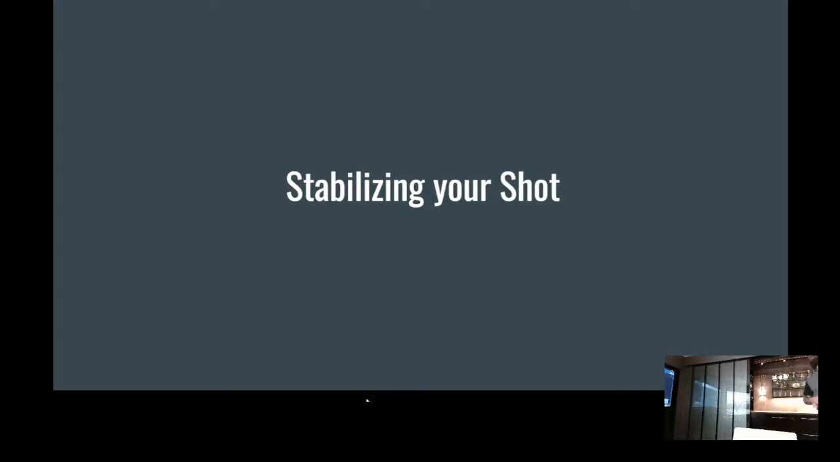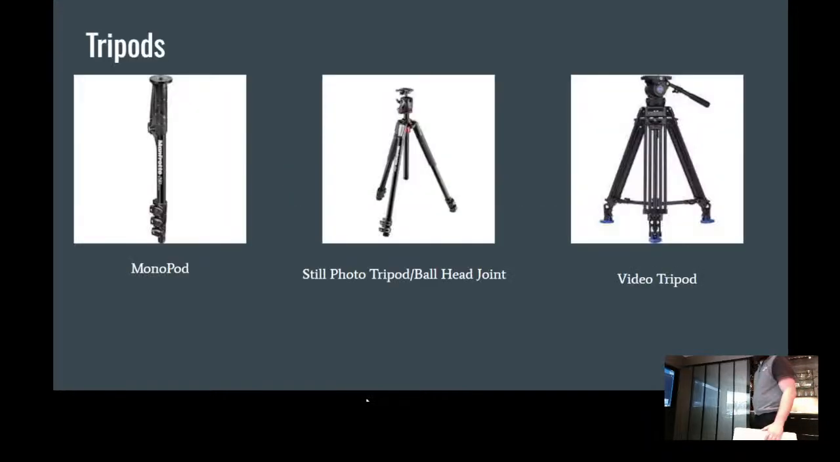Stabilizing your shot, getting something that holds your shot down and grounds it a little bit better is important too. Monopods, still photo tripod ball head joint, and video tripods. All great ways to stabilize your shot. All are a little unique and different in their own regards.